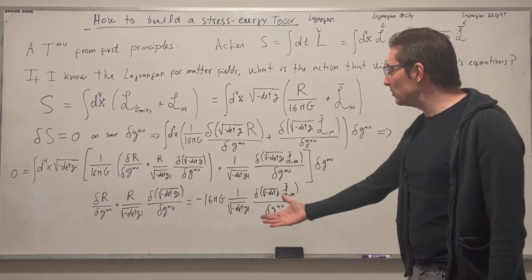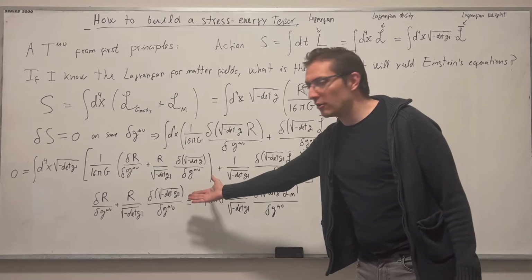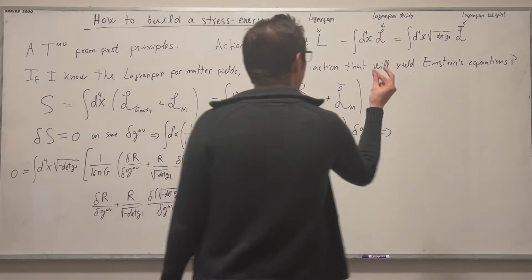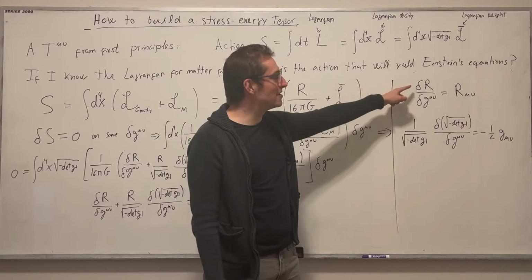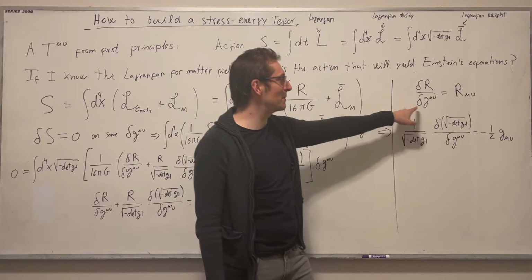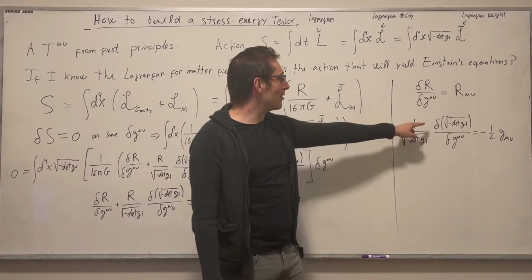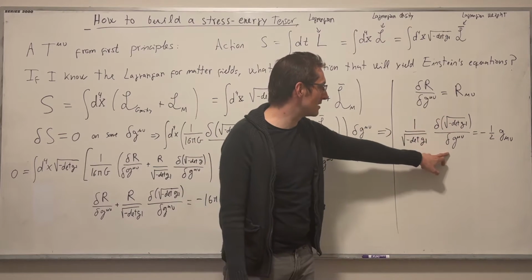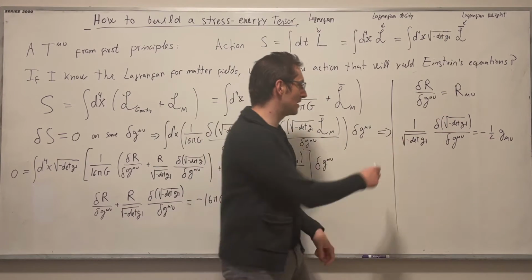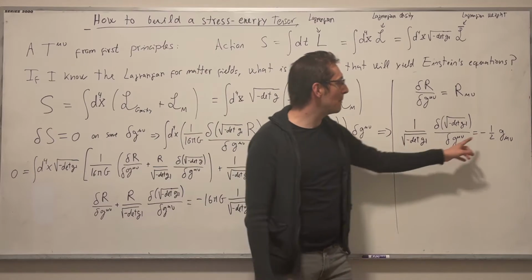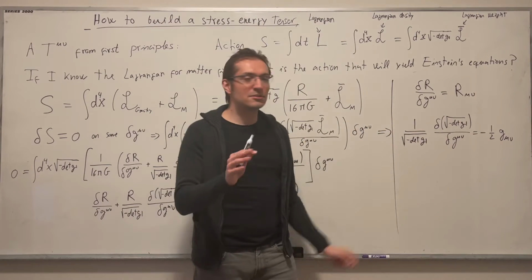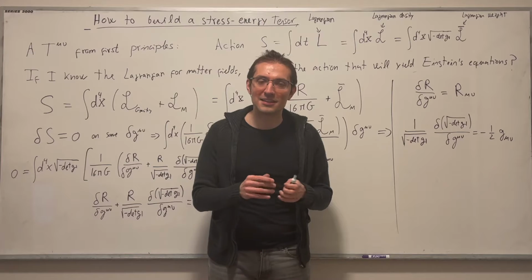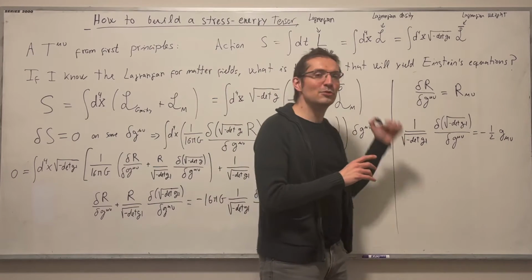We can keep computing, and we can compute using the following identities. The variation of the Ricci scalar with respect to the inverse metric is the Ricci tensor, and the variation of the square root of the minus determinant of the metric with respect to the metric, divided by the square root of minus determinant of the metric, is minus 1/2 the metric. These two identities are good practice exercises for you. I'm not gonna do them.